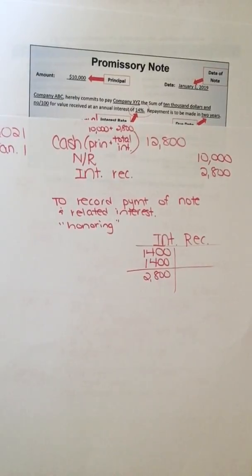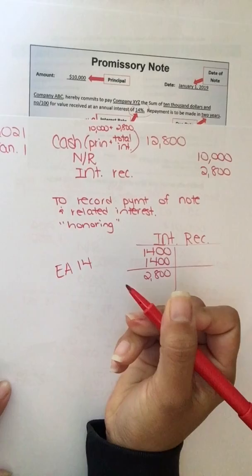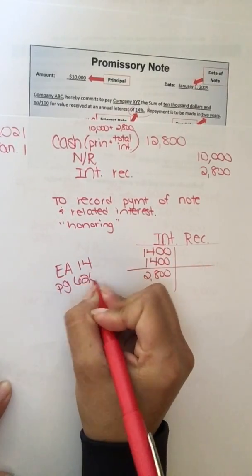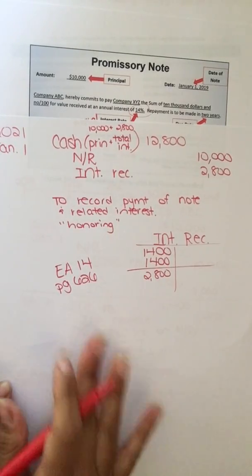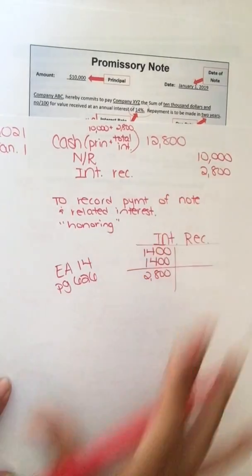All right, go ahead and try one now relating to notes receivable. Go ahead and try EA 14 on page 626. Give it a try. I'll post the solution and then you can compare just to make sure you feel comfortable with notes receivable, the calculations, and the journal entries.